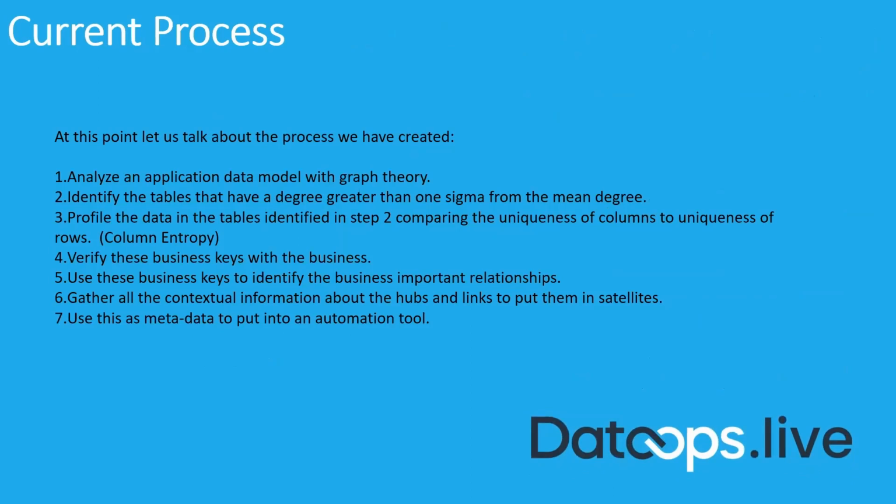All right, let's take a little bit of a breath here. I'm trying to stay cognizant of time. So we have a process that we've kind of identified for starting to work with an application data model that we've never seen before and put it into a data vault structure. Analyze the application data model with graph theory, and then in 7 steps, you've got a good idea. It may not be 100%, as I said before, but you have a very good idea of what are the business keys, what are the relationships that are going to be important to the business, what are the traits and such.